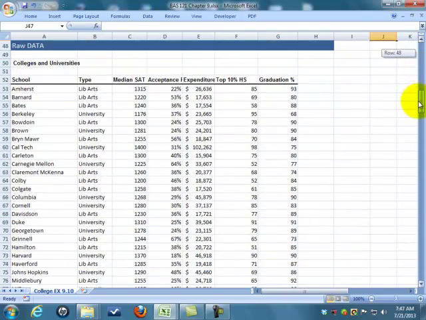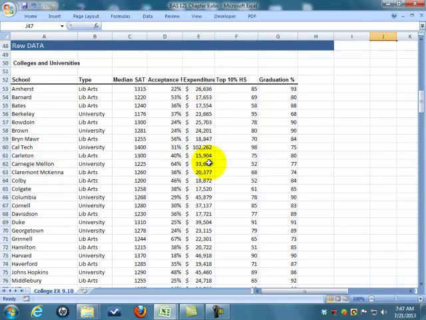And I'll show you down here the raw data. So you have it in your colleges and university file. But here are the different schools. Here's the median SAT scores to get in there. The acceptance rates of the college. So this would mean Amherst only accepts 22% of its applicants, as opposed to Grinnell that accepts 67% of its applications. Here's the expenditures. So I guess you don't want to tell your sons or daughters about Caltech.